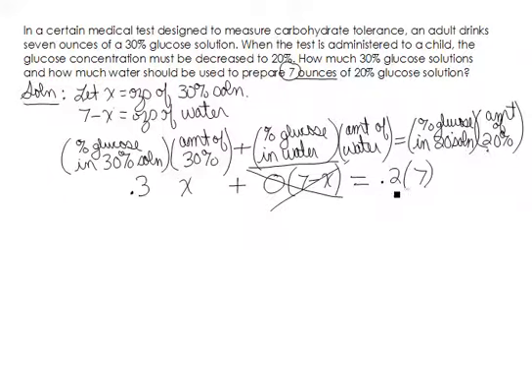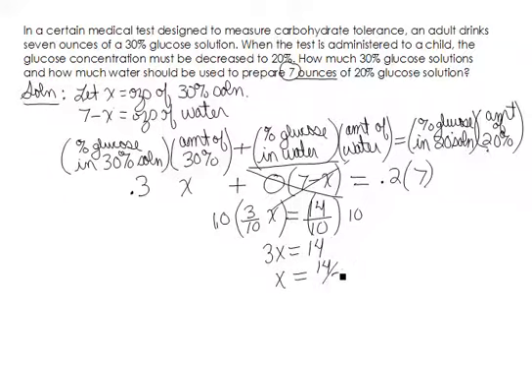Now, it's not likely that this is going to turn out to be an exact decimal, so I'm actually going to turn this into fractions instead. So instead of 0.3, I can write that as 3/10 x, and 0.2 times 7 is 1.4, which is 14/10. That way I can just multiply both sides by 10, and I get 3x is equal to 14, so x is 14 over 3.